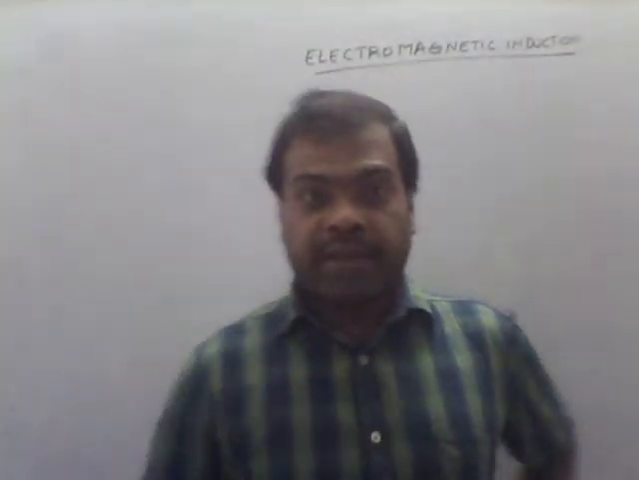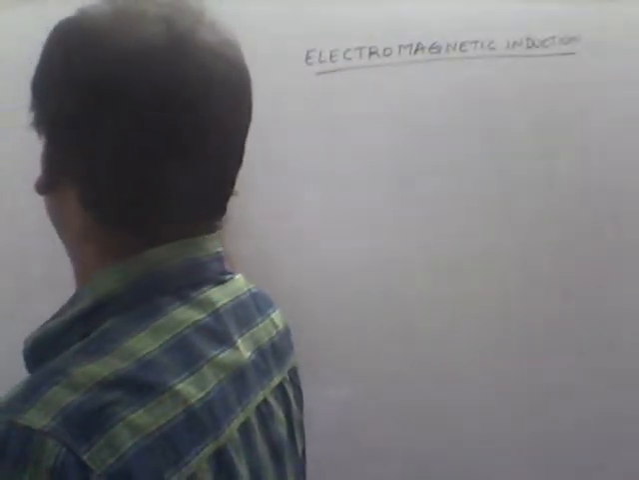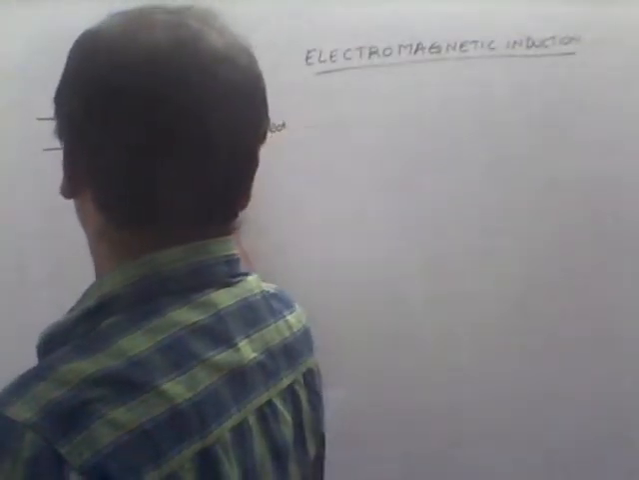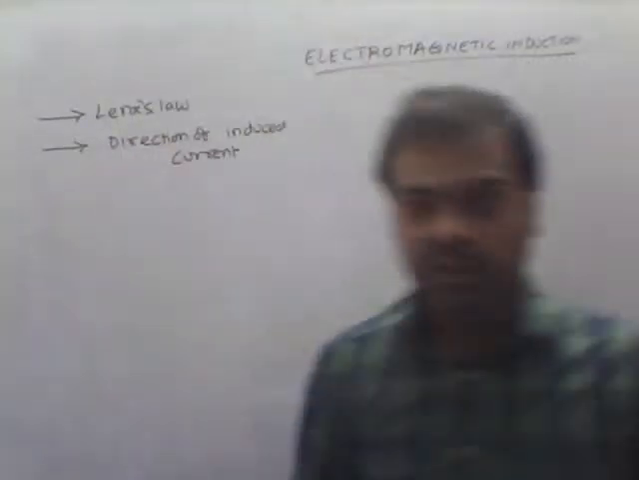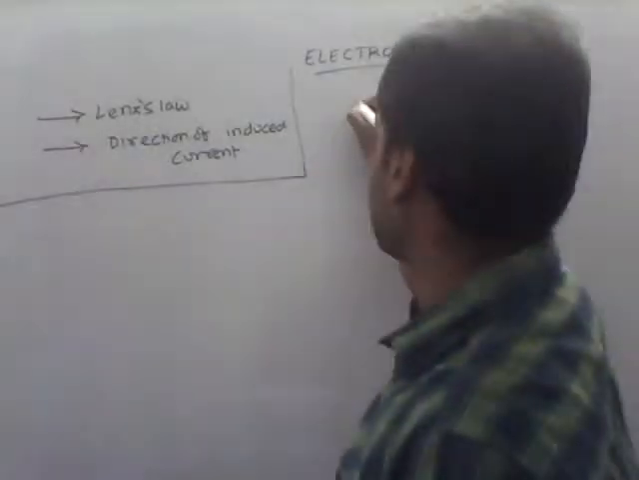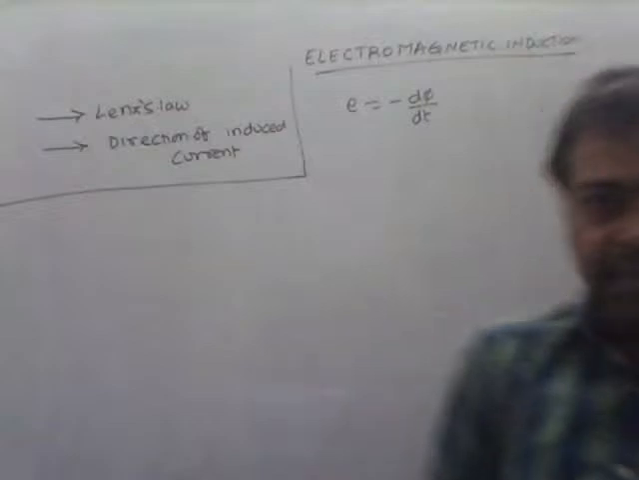Now, today we'll discuss in detail Lenz's law and the direction of the induced current. From Faraday's law, we know that the induced EMF is E equals minus d phi by dt.